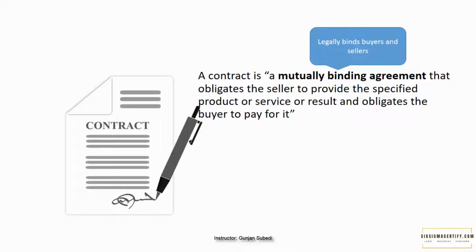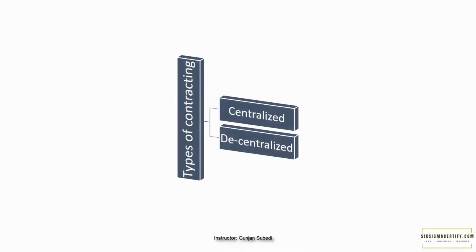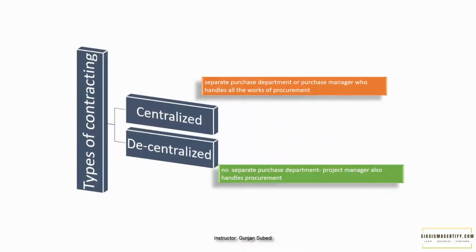Before diving well inside the types of contracts, we should understand the contract process also. So basically there are 2 types of contracting: centralized and decentralized contracting systems. In a centralized contracting system, there is a separate purchase department or a purchase manager who handles all the work of procurement and contracting. In a decentralized contracting system, the purchasing work also falls under the radar of the project manager, besides the usual project manager functions of managing the scope and other aspects of the project.